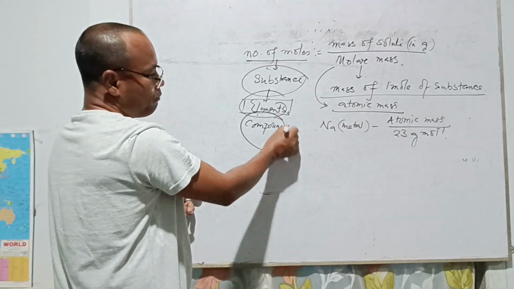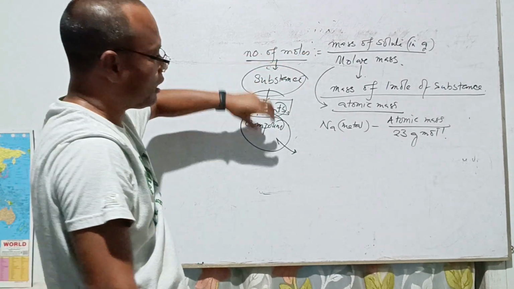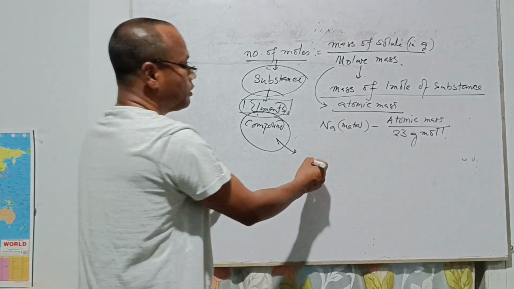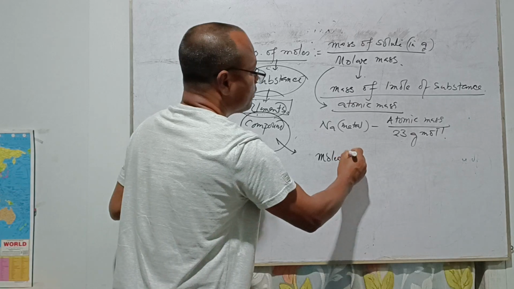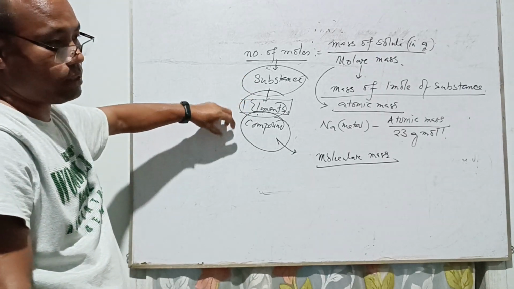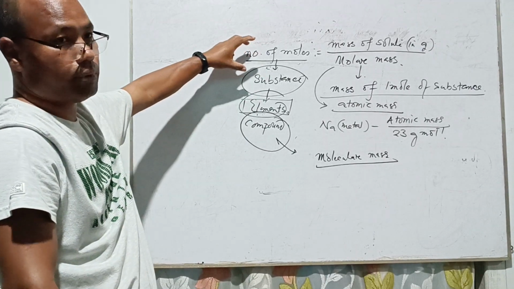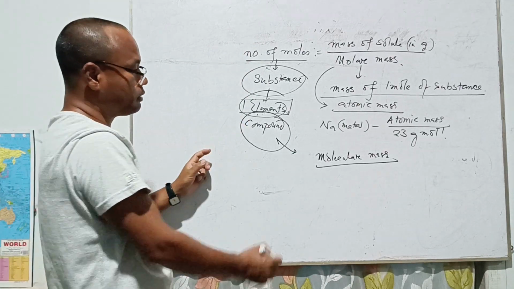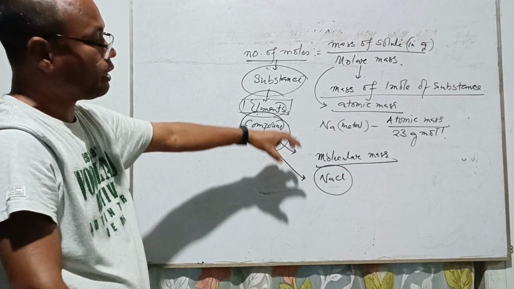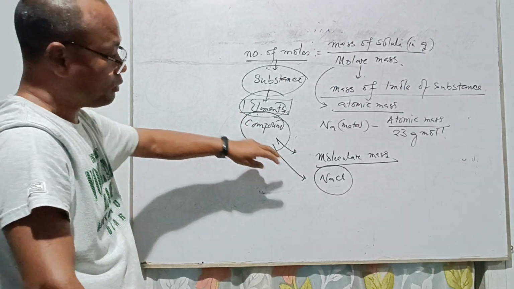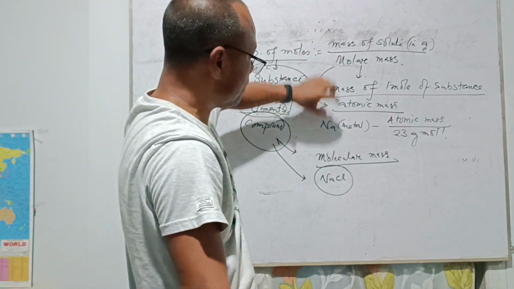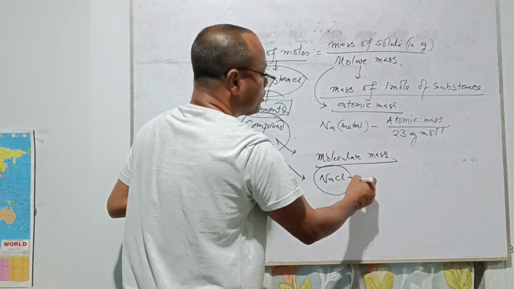But in the case of a compound, the mass of 1 mole of that substance we also call the molecular mass. How do we calculate the molecular mass of a compound? That is the sum of the atomic masses of the elements present in the compound. Say, for example, the compound is sodium chloride. Sodium chloride is not an atom, not an element; it is a compound. If I say molecular mass, you just think of it as the molar mass of sodium chloride.